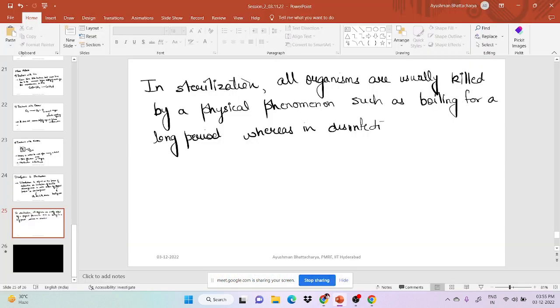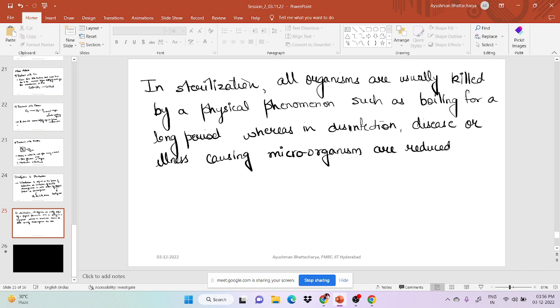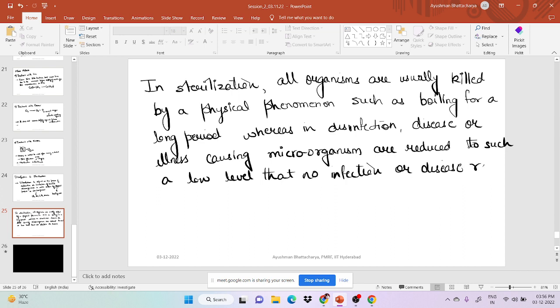Whereas in disinfection, disease or illness causing microorganisms are reduced to such a low level that no infection or disease results when water is used for domestic purpose.